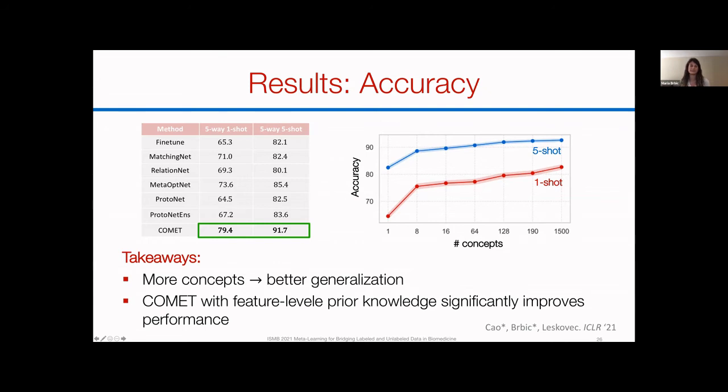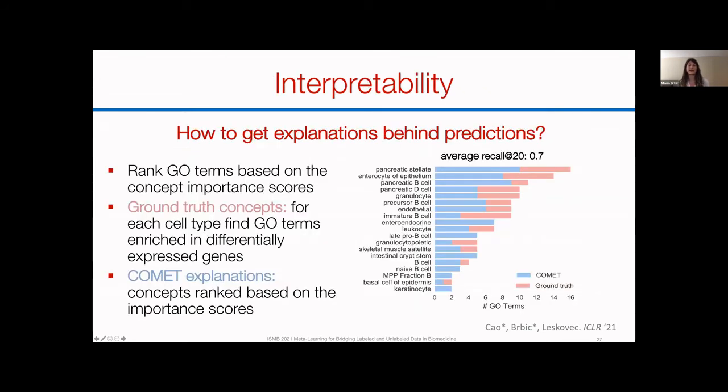And how do we get explanations behind the predictions, and do these interpretations make sense? Since gene ontology is used to define the concepts, COMET will rank these gene ontology terms by assigning concept importance scores to each term. And we need to somehow evaluate whether this ranking is meaningful. So we need to obtain the ground truth terms. The way to do that is, for each cell type, we can find the genes that are differentially expressed in that particular cell type. And then we can run gene ontology term enrichment and see which terms are enriched in the ground truth cell types.